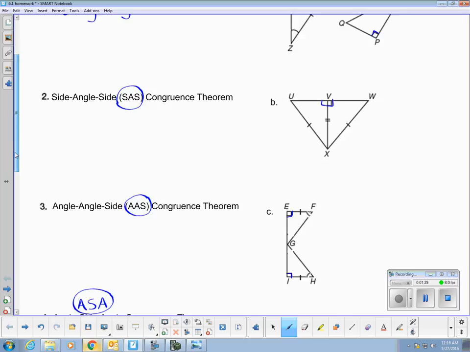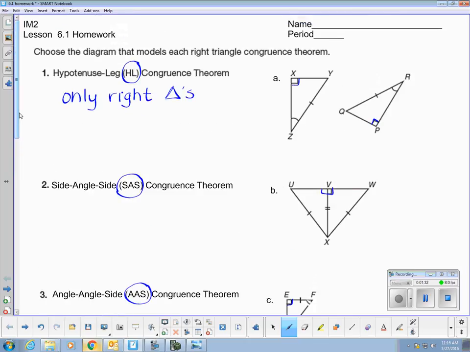So what we have to look for right now is a pair of hypotenuses that are the same length and a pair of legs that are the same length. In a right triangle, we know the longest side is always the hypotenuse, and either one of the other sides we call the legs. So in hypotenuse leg, we need to know one hypotenuse and one pair of legs. So it could be either this leg congruent or this leg congruent to another triangle. So let's take a look.